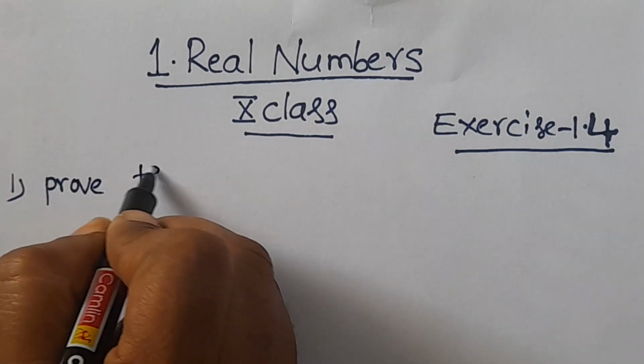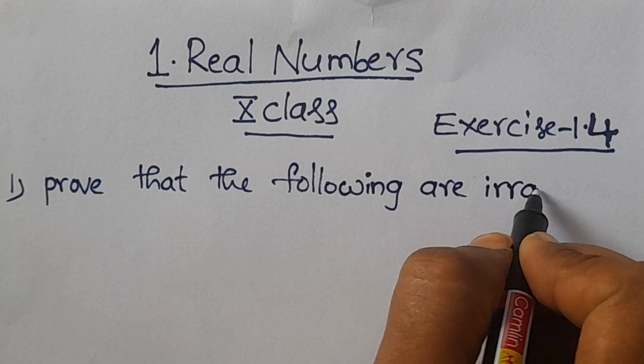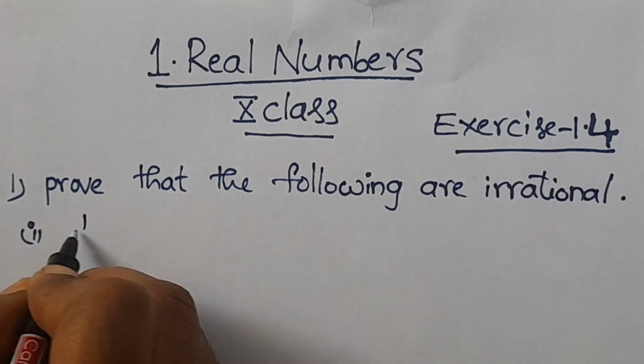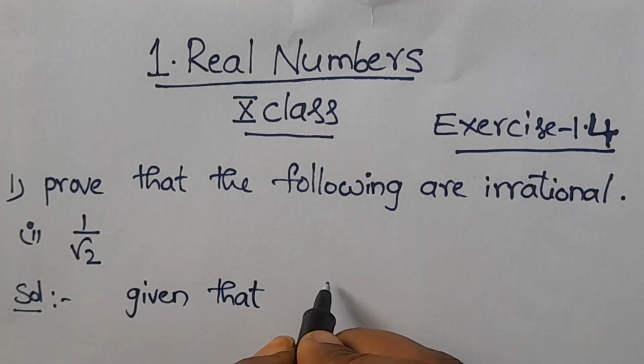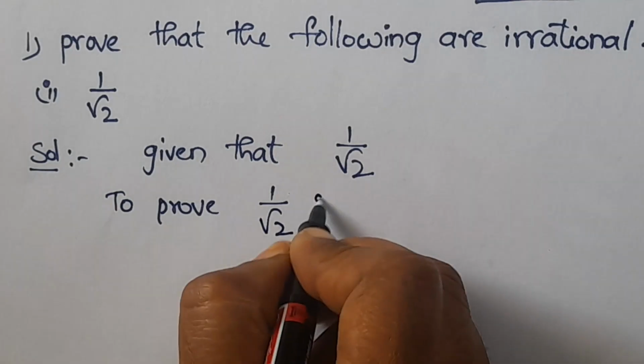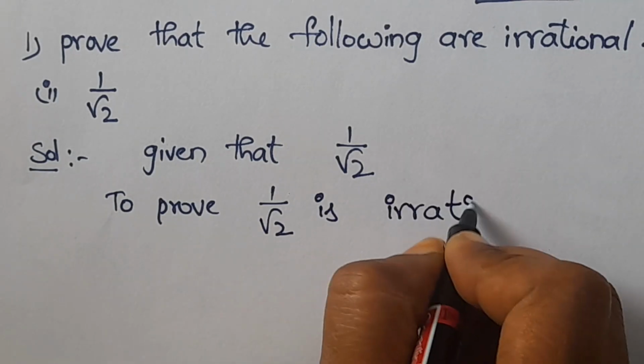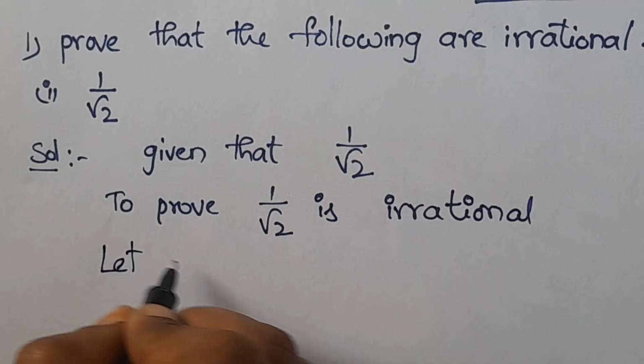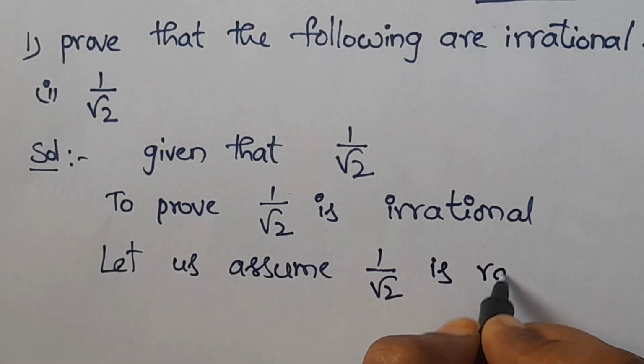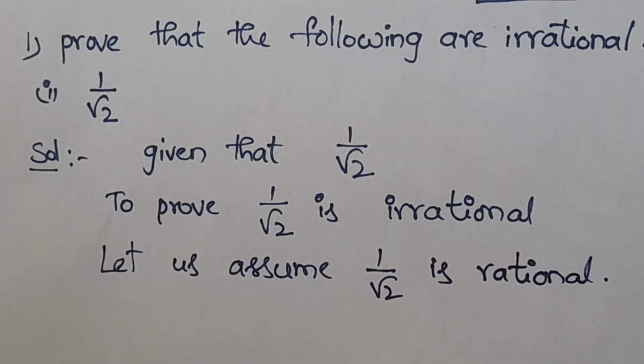First problem, prove that the following are irrational. First bit, 1 by root 2. Solution, given number is 1 by root 2. To prove 1 by root 2 is irrational, let us assume 1 by root 2 is rational.